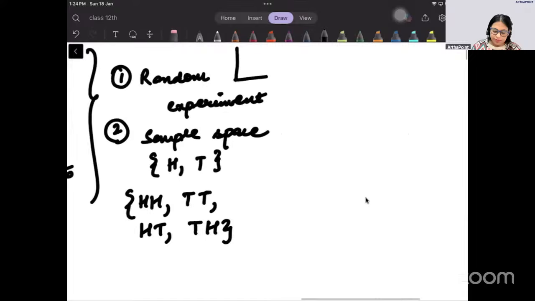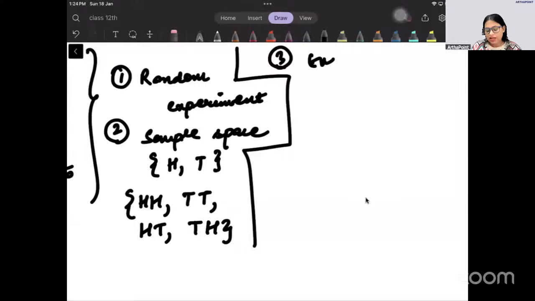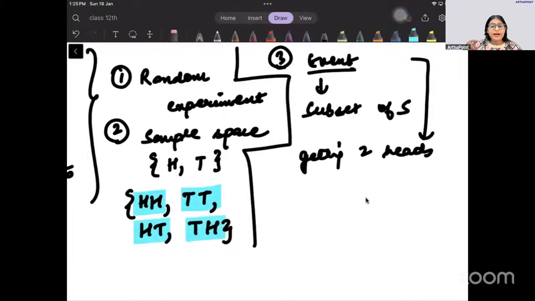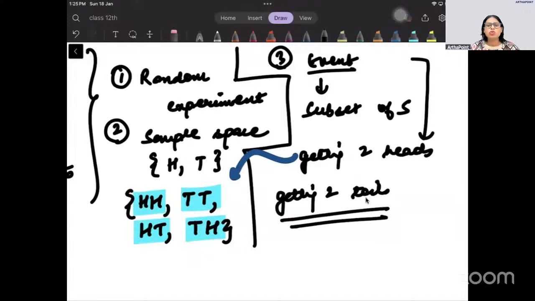Then the third one is an event. An event is a subset of the sample space. For example, an event can be getting two heads. The sample space includes everything: both head, both tail, head-tail, tail-head. But the event is getting two heads. Similarly, an event can be getting two tails, and so on.